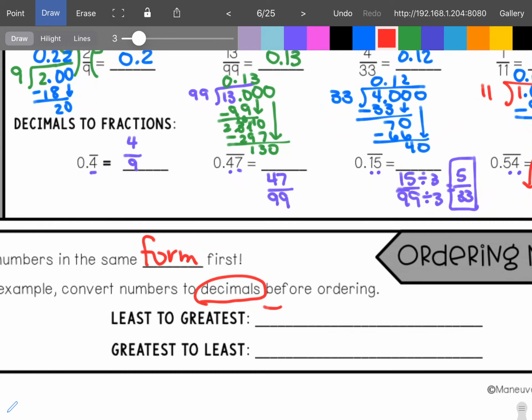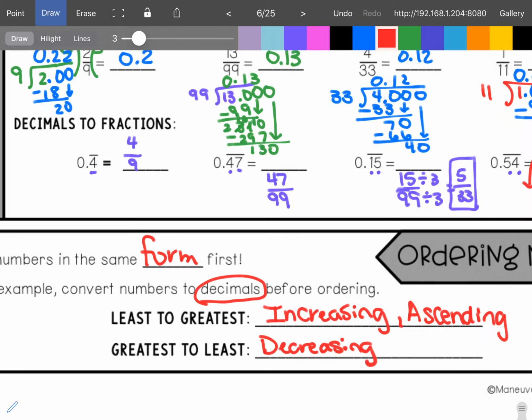And so least to greatest means you're putting the numbers in order, in increasing order would be one way to say that, increasing. Or another word that they could use to ask you to put them in order from least to greatest would be to say in ascending order. Okay, and then greatest to least would be decreasing or descending.